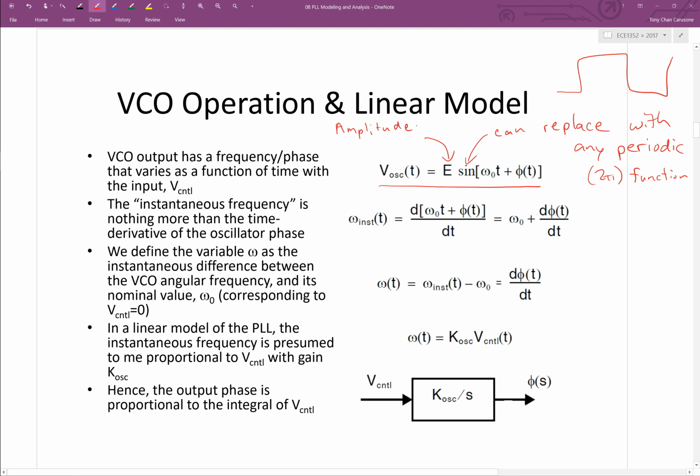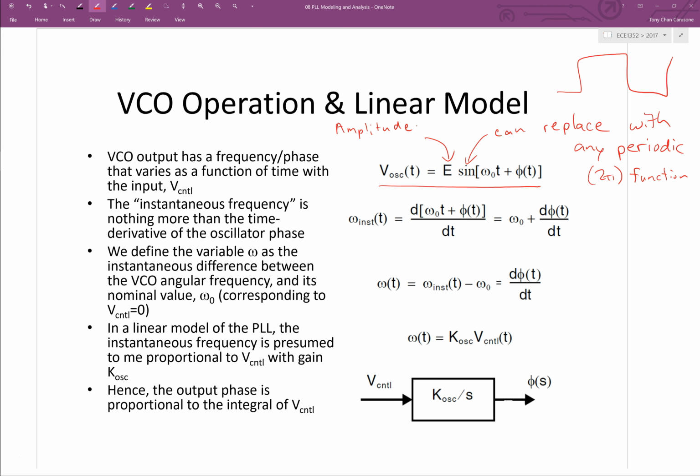Again, it's not going to play a big role in terms of defining the dynamics of the loop. It may be very important practically for building the circuit, using the circuit, but it doesn't come into play in terms of ensuring that the phase of the VCO is locked.